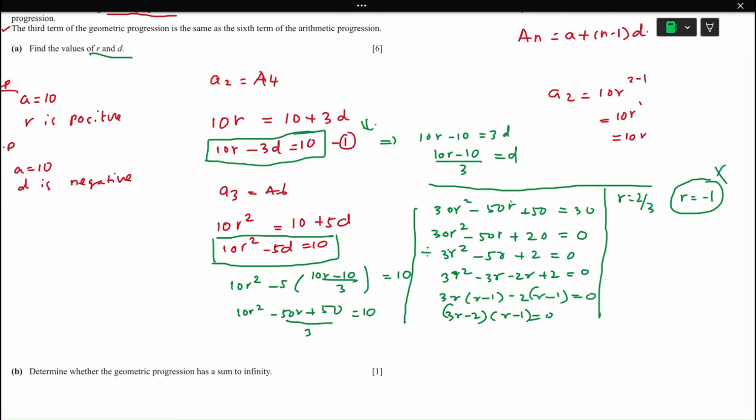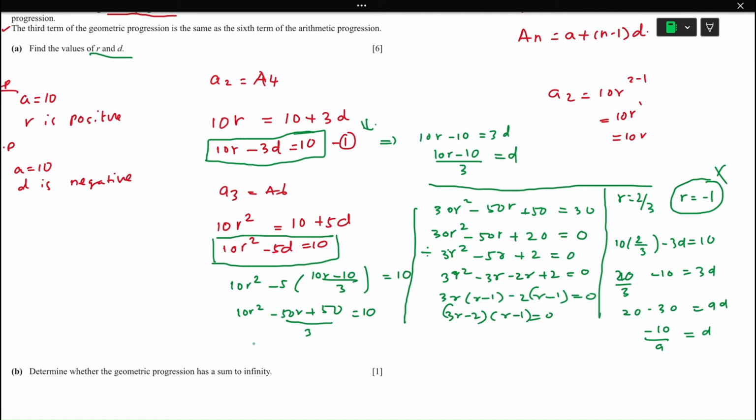Okay, so 10 into 2 by 3 minus 3d equal to 10. So 20 by 3 minus 10 equal to 3d. So I'll take LCM, 20 minus 30 equal to 9d. So 20 minus 30 is going to be minus 10 by 9 equal to d. So that's the final answer.